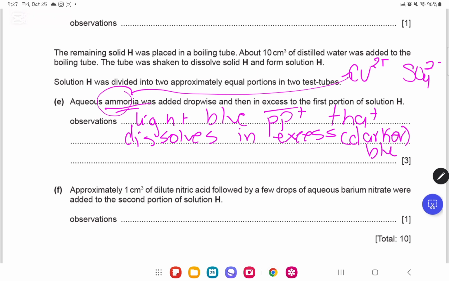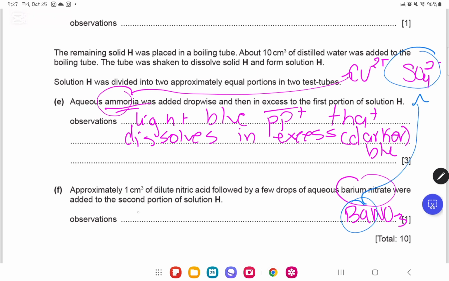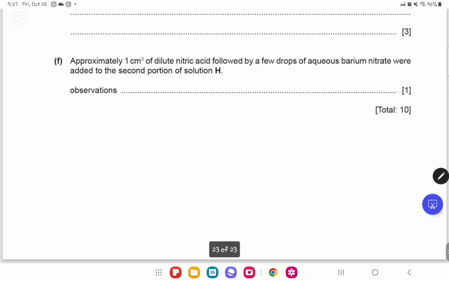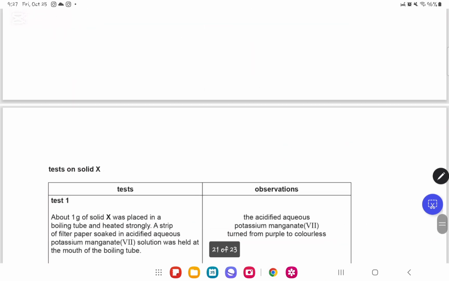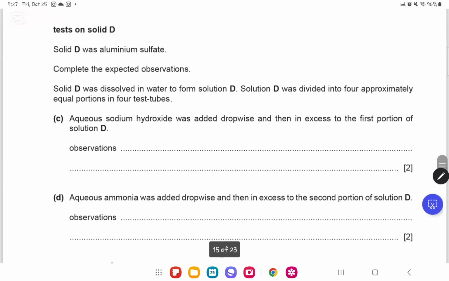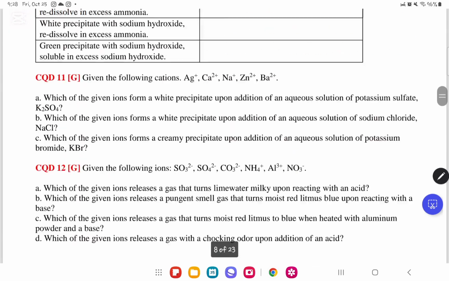And then finally, part F. Approximately 1 cm3 of dilute nitric acid was added, and then they added barium nitrate, Ba(NO3)2. So anytime you see Ba and you have SO4 2-, the Ba will react with the SO4 2- to produce a white precipitate. So you see how easily everything became just by memorizing and understanding the flame test and everything. This chapter is all about memorizing and understanding in some way.